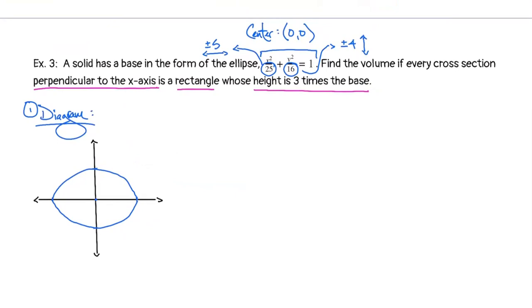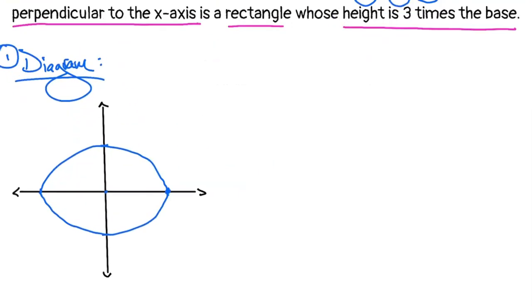And so let's go ahead and write down some of these coordinates before we move on. So we've got 5, 0, this is 0, -4. This is -5, 0, and this is 0, 4. Okay.